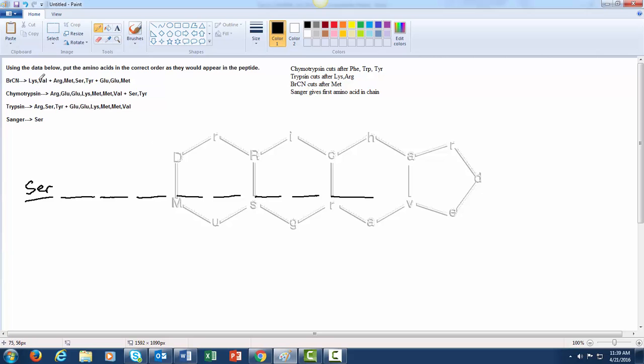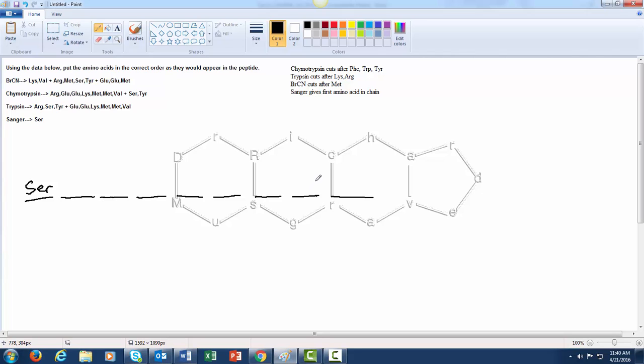Now we can look at the BrCN first, and by the rules that we know, Met is going to be at the end of each of these fragments, and since this fragment doesn't contain Met, I know that it's at the end of the chain, the entire chain. So I know that this is going to be Lys and Val, but I don't know which is going to be Lys and which is going to be Val at this point.